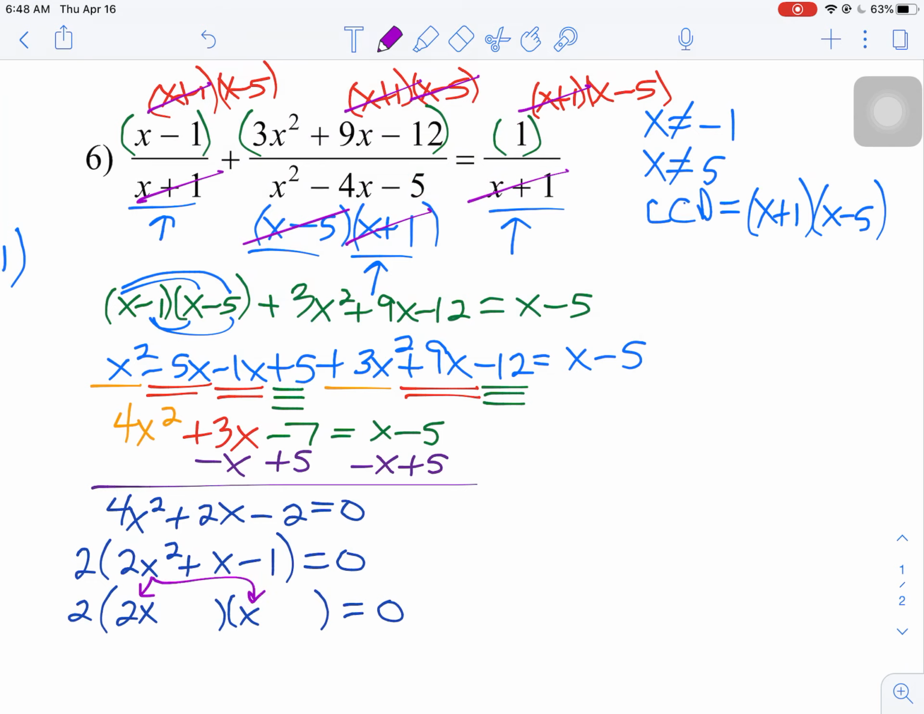2x times x, because that's really the only way to split it up. And then I need to pick numbers that multiply to negative 1, but then they have to add up to positive 1 in the middle. And the thing that makes it a little tricky, though, is that there's this 2 here in the front. So we do have to do a little bit of guess and check.